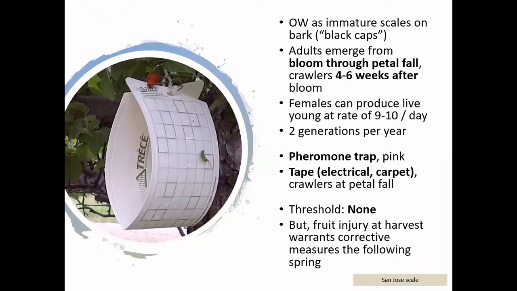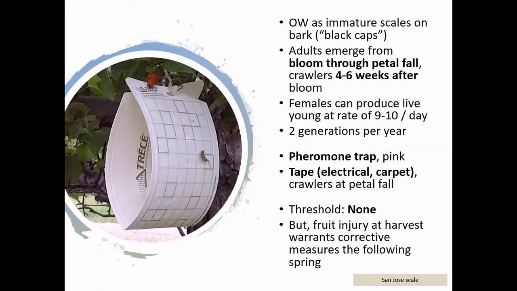So San Jose scale overwinter as immature scales on the bark of the tree. So it's also known as black caps. And the adults start to mature and the males start to fly around bloom through to petal fall. So you start to see crawlers typically about 4 to 6 weeks after bloom. And the female can produce quite a number of live crawlers over her lifespan, up to 9 to 10 per day. So populations can build really fast on a tree if left unprotected.